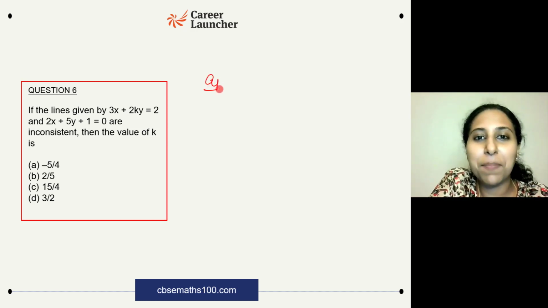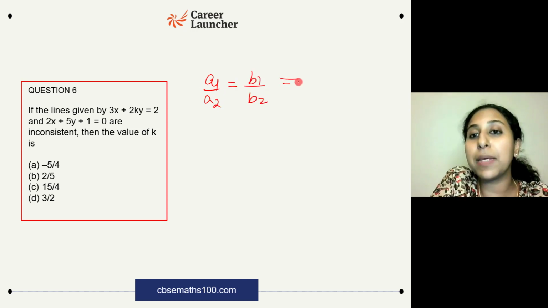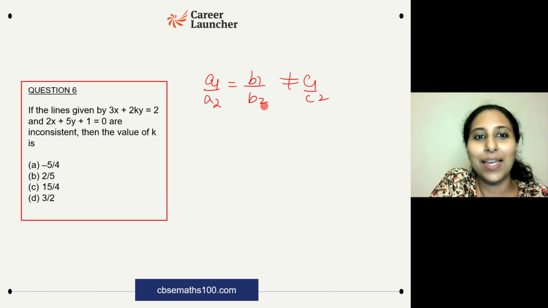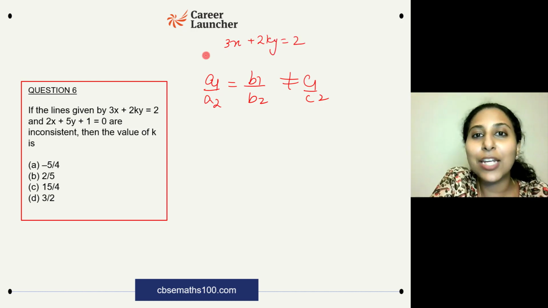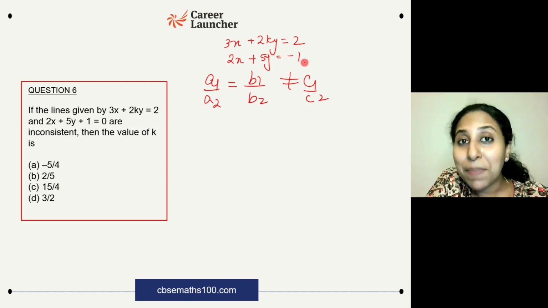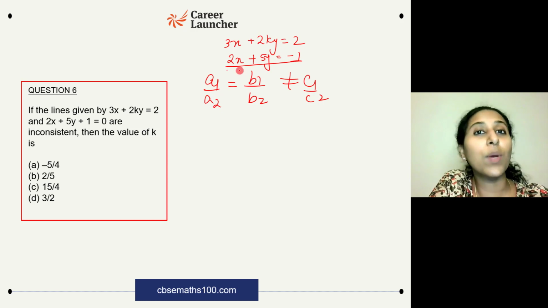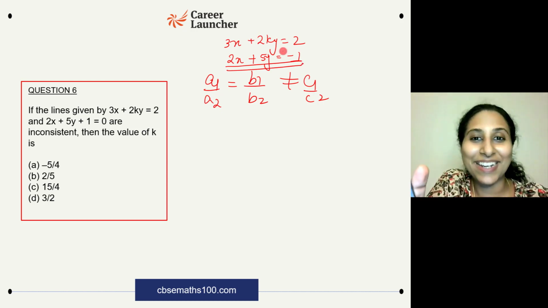It will be A1 by A2 equals B1 by B2, but this value should not be equal to C1 by C2. Let's check out what these are. First, make sure both equations are written in the same order. The first equation is 3x plus 2ky equals 2. We will write the second equation as 2x plus 5y is equal to minus 1, making sure that for both equations the constant is on the same side.